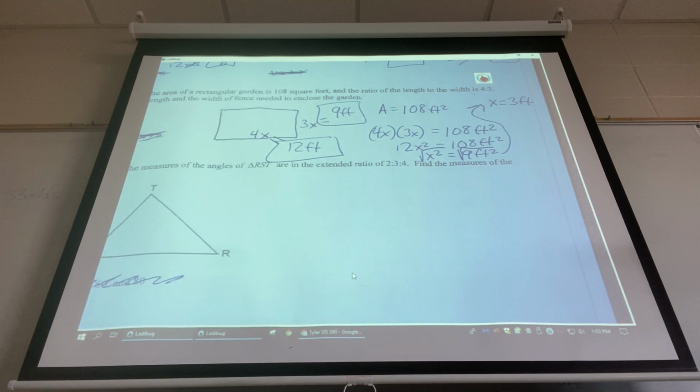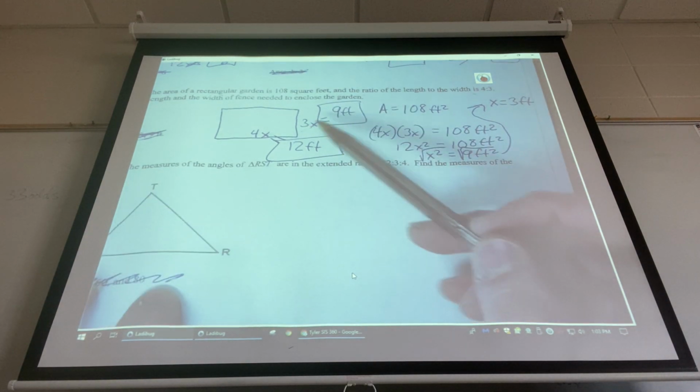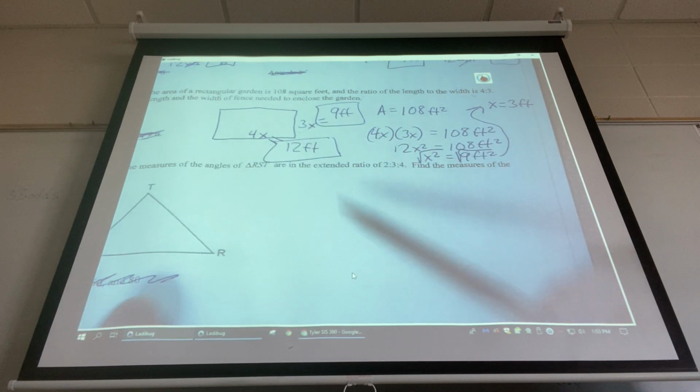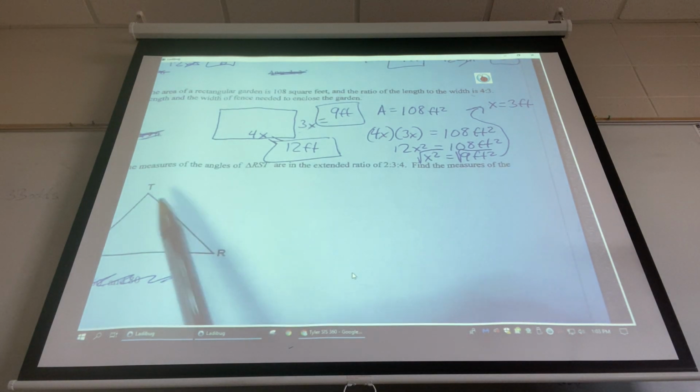Well, what do you guys think so far? So this idea of basically giving a variable to every component of the ratio and then writing out the relationship can be used in a lot of different ways. So in example 4, it says the measures of the angles of triangle RST are in the extended ratio of 2 to 3 to 4. So it turns out that you can write ratios comparing lots of things. And in this case, we've got 3 different things compared using a ratio.